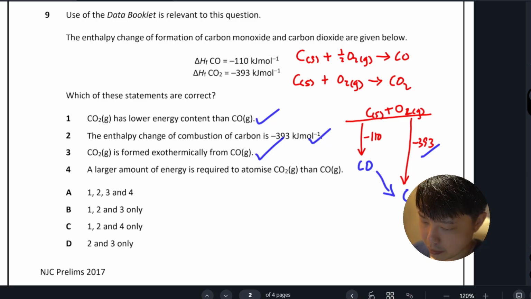So if you want to atomize CO2, get 1 carbon and 2 oxygen atoms, you need more energy. That is correct. Okay, so our answer is option A.